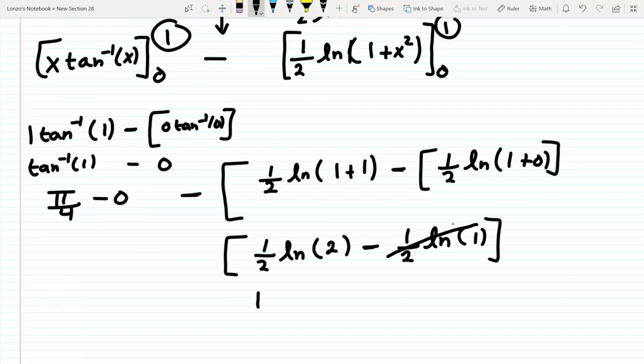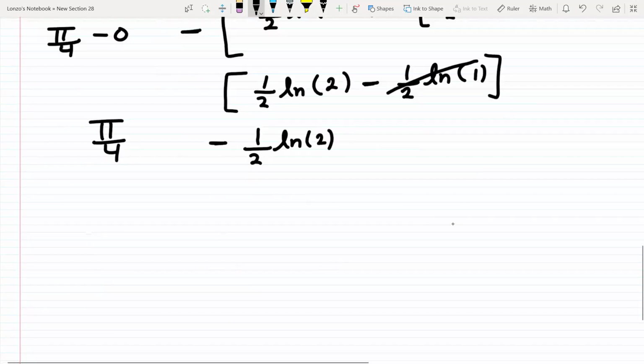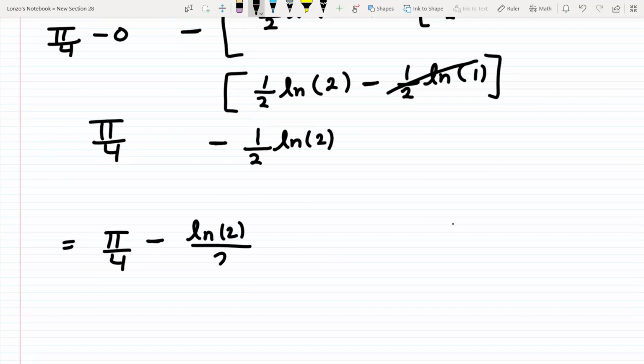So you're just left with 1/2 ln of 2, and keep in mind there is a minus right in the middle, so you put a minus, and on this side, pi over 4 minus 0 is just pi over 4. So your final answer, you can express as pi over 4 minus ln of 2 over 2. And that will be your final answer.